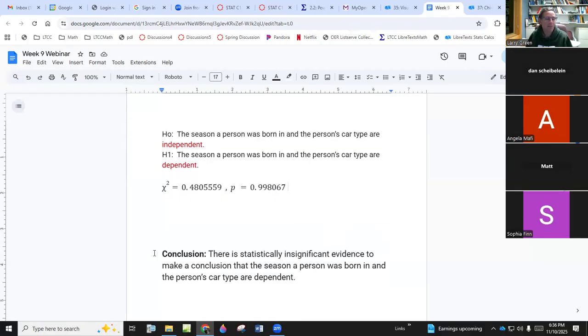So here's what we say. There is statistically insignificant evidence to make a conclusion that the season a person was born in and the person's car type are dependent. Notice all I did was copy and paste the H1 into the end. And the nice thing is it works for these.